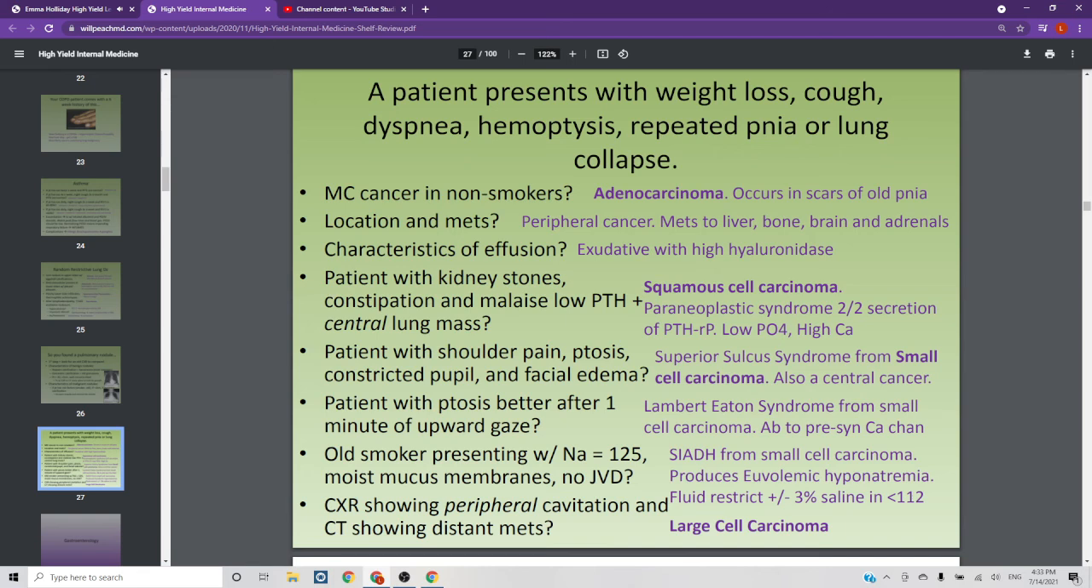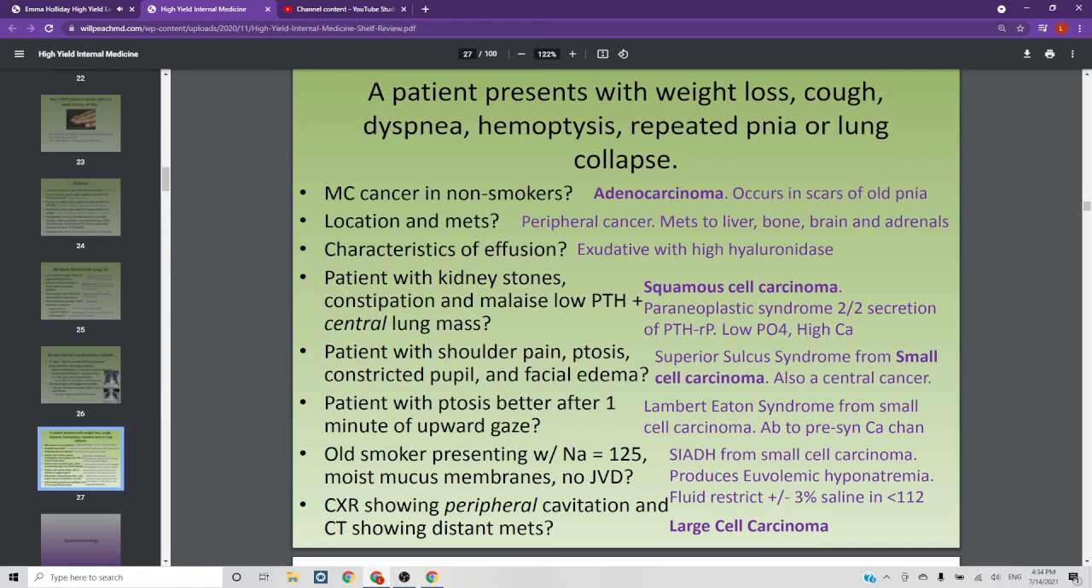So we got another patient with ptosis, but it's better after looking up for a minute. Good, Lambert-Eaton's. So better with continued upward gaze is how you tell it from myasthenia. Lambert-Eaton syndrome is also associated with small cell, and it's because we have those antibodies to the presynaptic calcium channel blockers that I told you about first year. Remember those? Comes full circle.